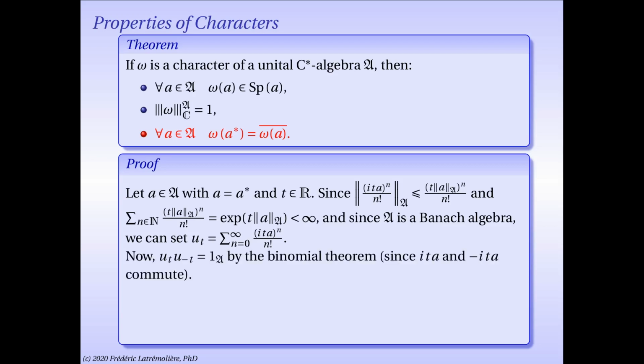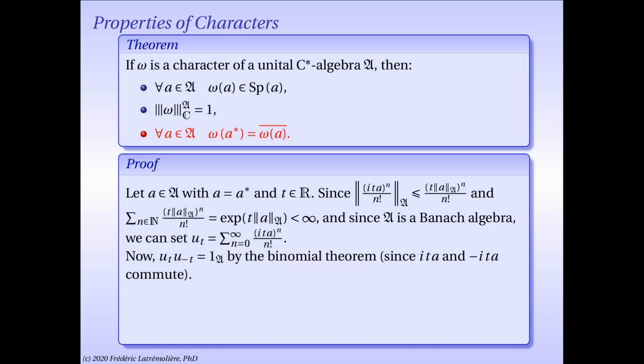And then it's a little exercise to check that if you take any real number t, u sub t times u sub minus t is indeed the unit of your C-star algebra. That follows from the binomial theorem. Now you have to be careful in general when applying the binomial theorem in a non-commutative ring, and at the moment I haven't assumed my C-star algebra is Abelian, though for the purpose of this lecture I might as well have, so you can always work with this assumption, you won't lose anything.